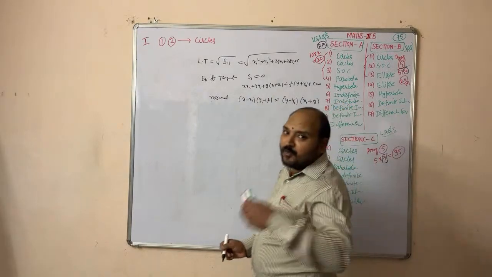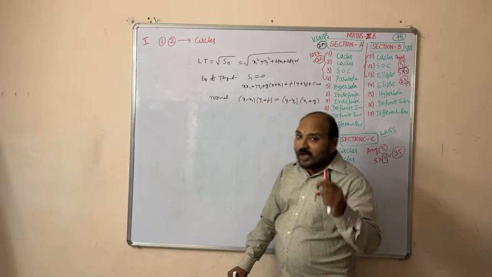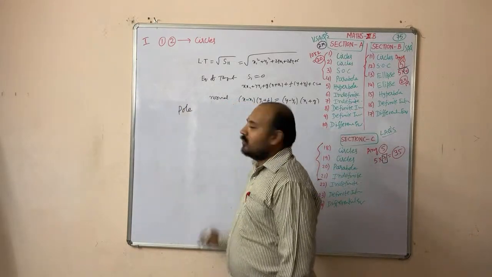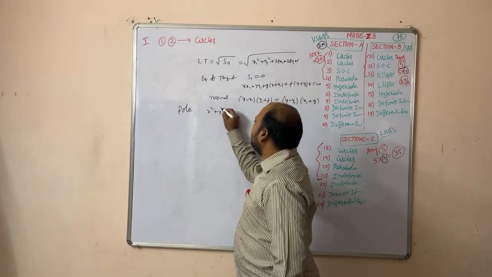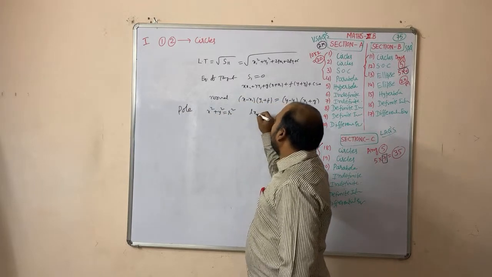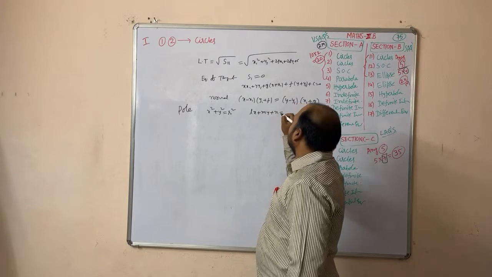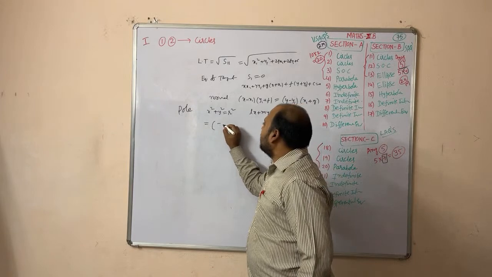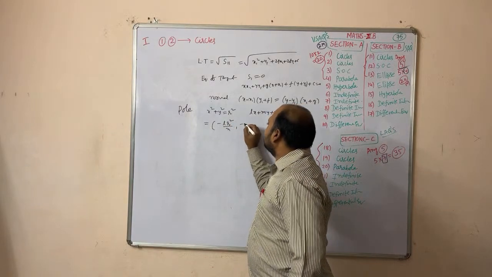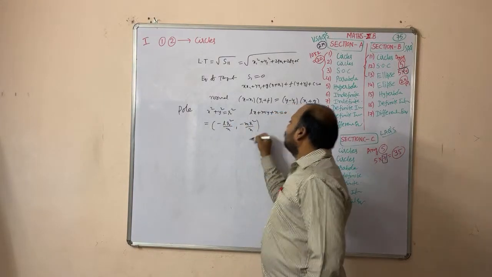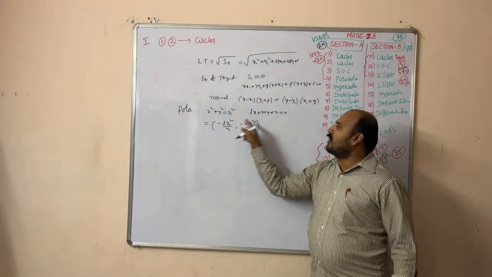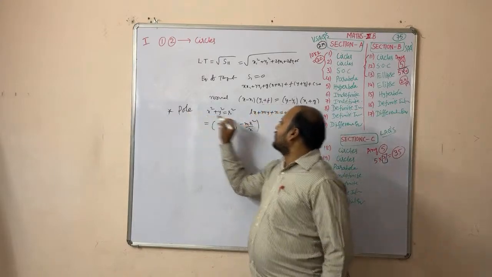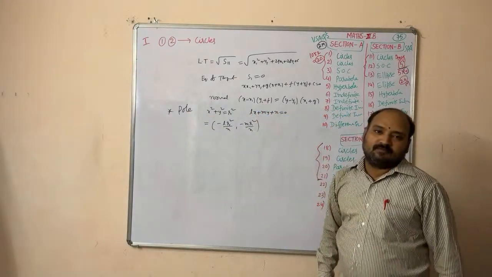Next, if you come to the fourth exercise, we have a number of possibilities. Pole of the line. They will give one circle equation x square plus y square equal to r square. One line also they will give: lx plus my plus n is equal to 0. Find the pole of the line with respect to this circle. Formula: minus lr square by n, minus mr square by n. 2 marks question. Substitute the r square value and the l, m, n values and get it. Find the pole of the line with respect to the given circle.